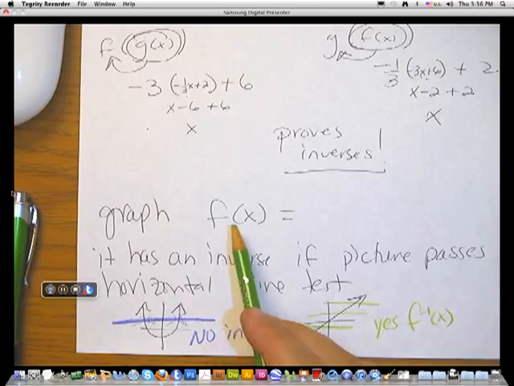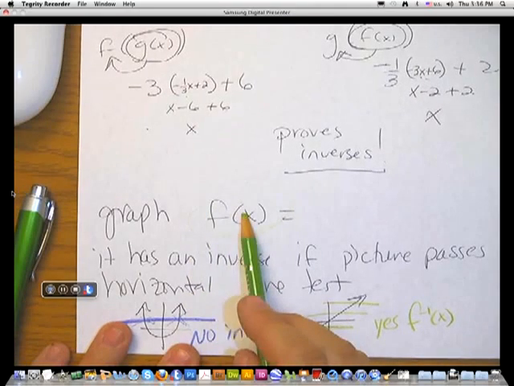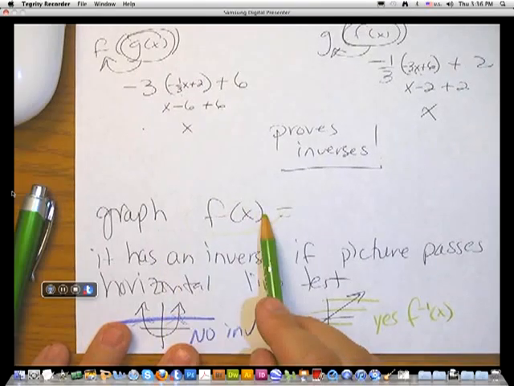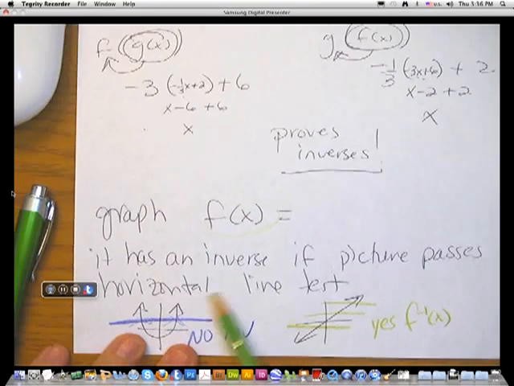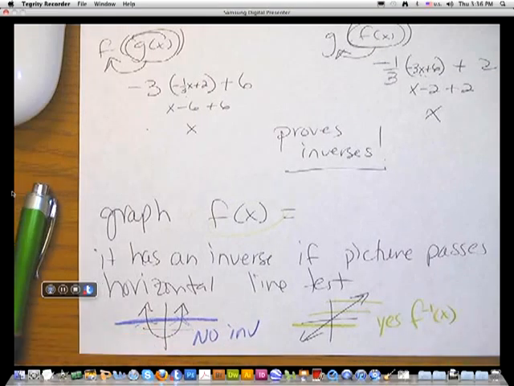So, for a picture of a graph of a function, you can tell if there is an inverse if you can run a horizontal line test. And that's 7.4.